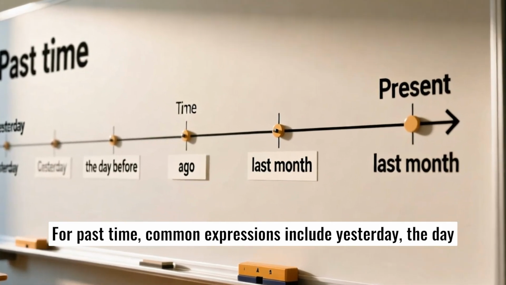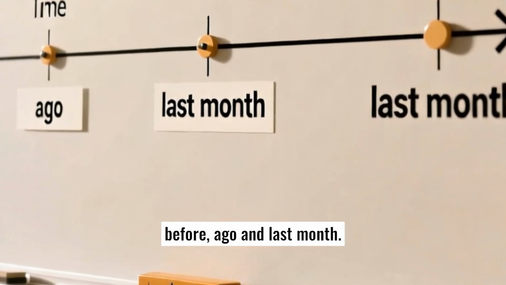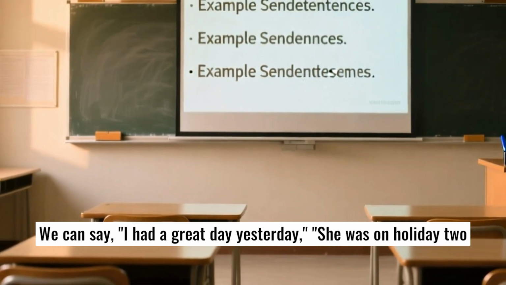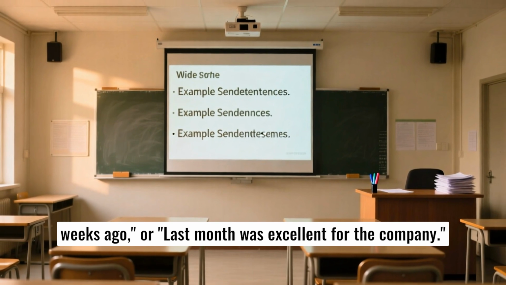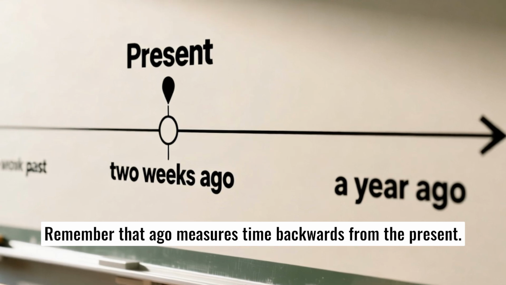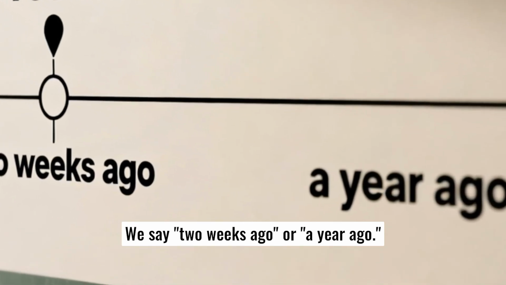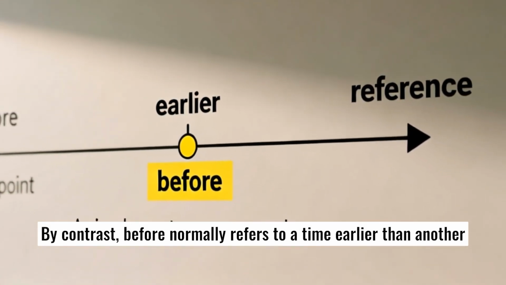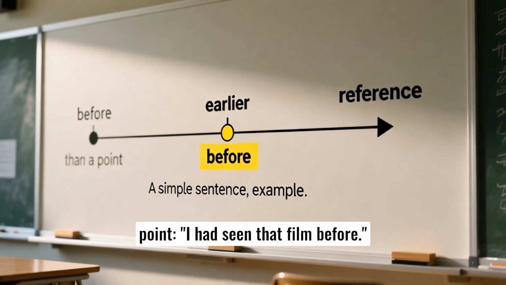For past time, common expressions include yesterday, the day before, ago, and last month. We can say, I had a great day yesterday, she was on holiday 2 weeks ago, or last month was excellent for the company. Remember that ago measures time backwards from the present. We say 2 weeks ago or a year ago. By contrast, before normally refers to a time earlier than another point. I had seen that film before.